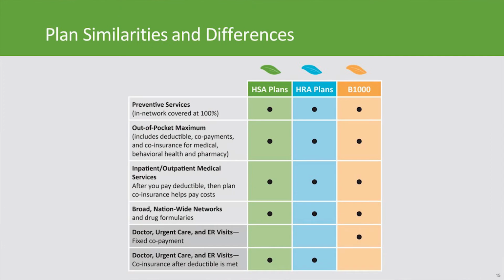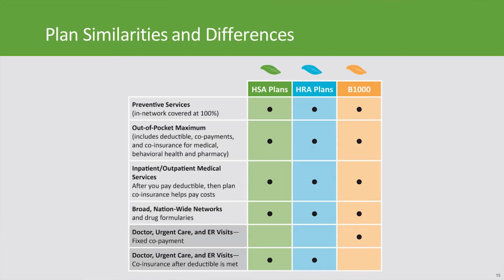So, plan similarities and differences. I know there's a lot of dots on this page, but what it's supposed to portray is what is the same about the plans. Preventative services, out-of-pocket maxes, inpatient and outpatient medical services, and the network of services are all the same. Now down here we start to see some differences, and where we see the differences are on things you're probably going to use more every day. Doctor, urgent care, and ER visits, so how are they handled?